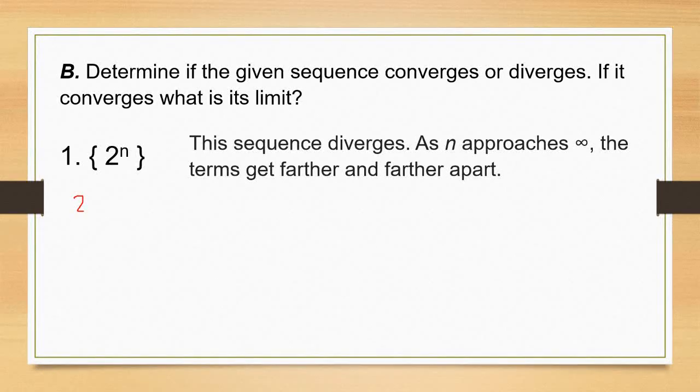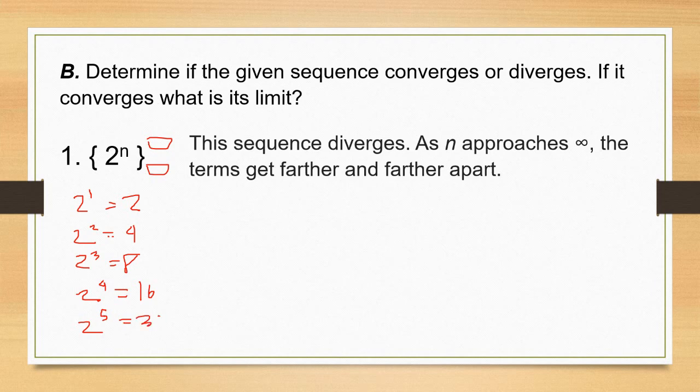So let's see. 2 raised to 1. We assume that n starts at 1 because there's no indication here. So 2 raised to 1, that's 2. 2 raised to 2, that is 4. 2 raised to 3, that is 8. 2 raised to 4 is equal to 16. 2 raised to 5 is equal to 32.